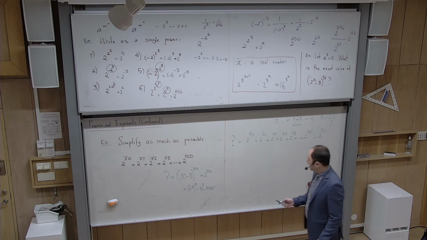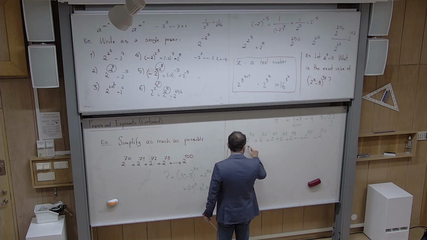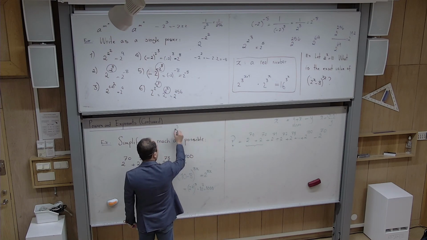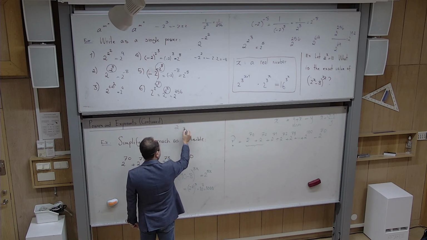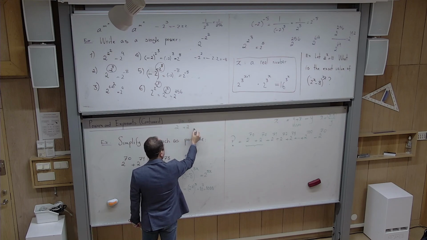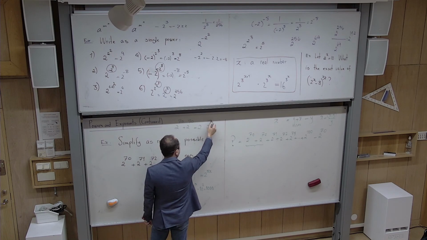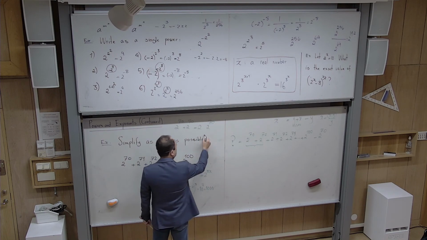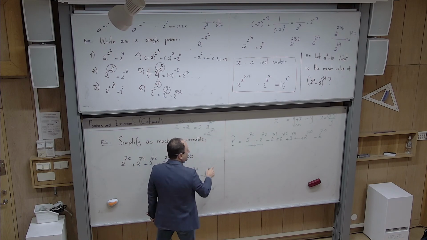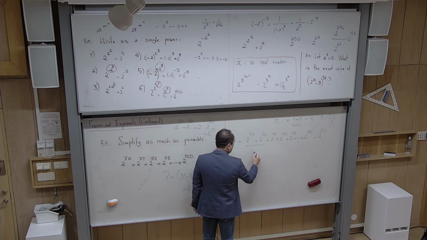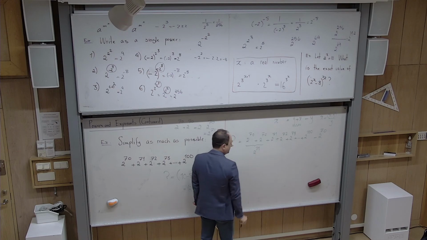Why it works. Can you tell me what I can write with these two? I have 2 to power 70. This was the previous lesson. Plus 2 to power 70. How can I write it? 2 times 2 to power 70. Which is what? 2 to power 71. It gives me the next one. So if I add these two, it becomes 2 to power 71.